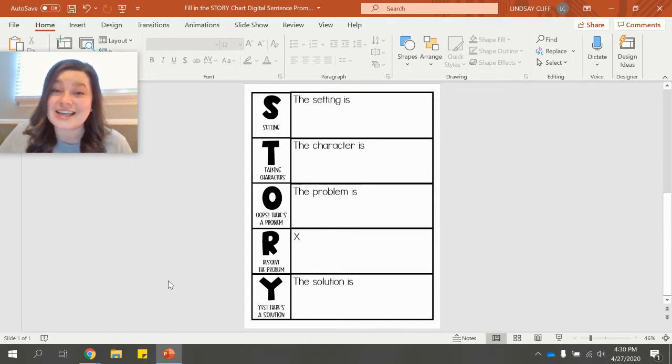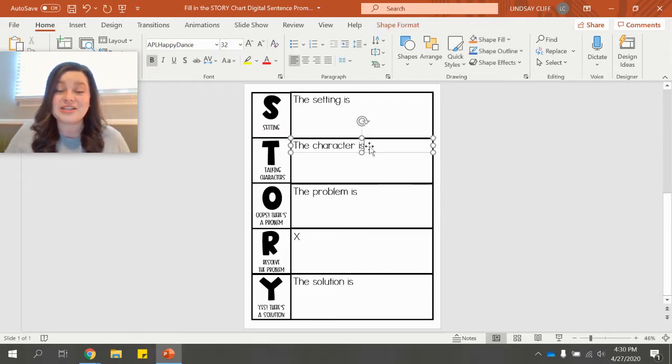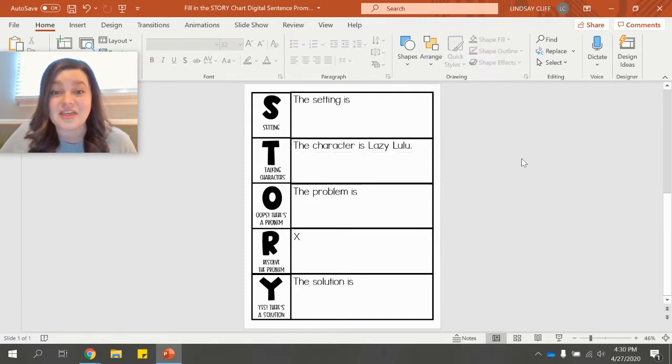The character is Lazy Lulu, right? So next to talking characters, I'm going to fill in who the character is. The character is Lazy Lulu. Now I want you to pause the video and you go ahead and record this sentence on your story chart. Go ahead and do that now. Now, good readers and writers reread to make sure they have a complete sentence. The character is Lazy Lulu, period. That is a complete sentence.